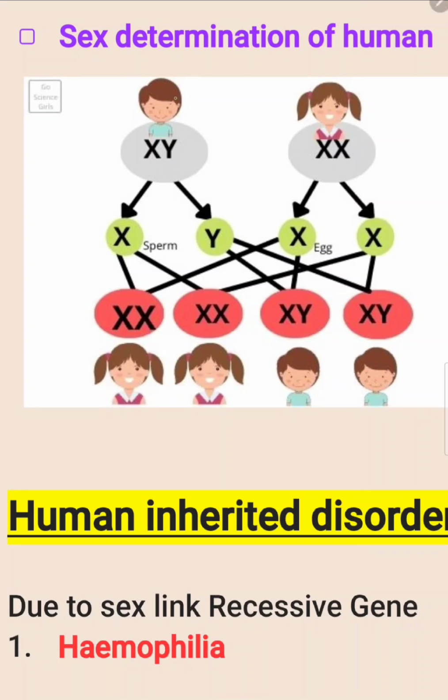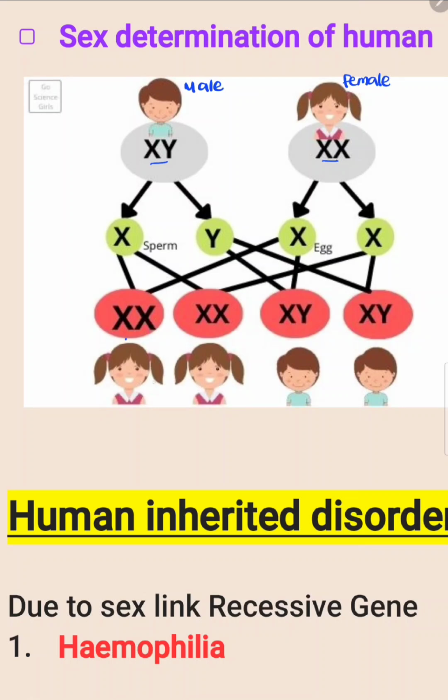Let's take male and female. The male has the genetic composition XY and the female has XX, the genotype. When they are producing gametes, males produce X and Y sperms and females produce X and X eggs. When they fuse together, the offspring get XX, XX, XY, XY.